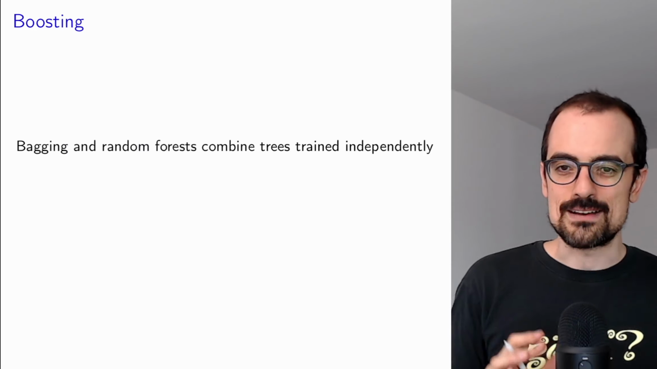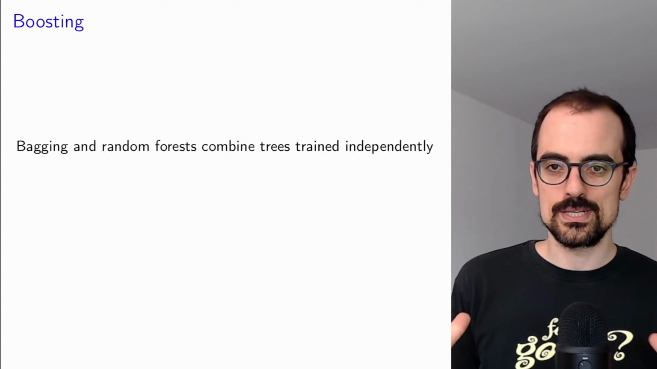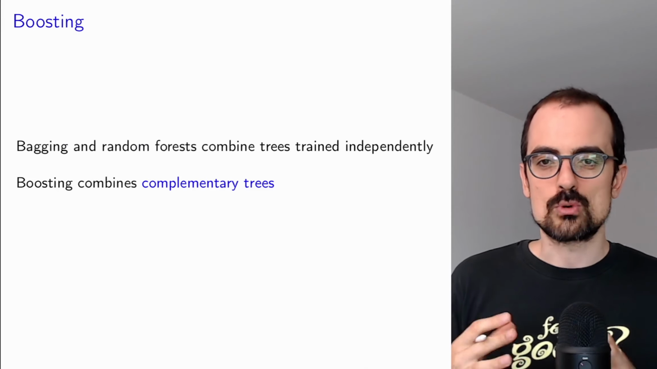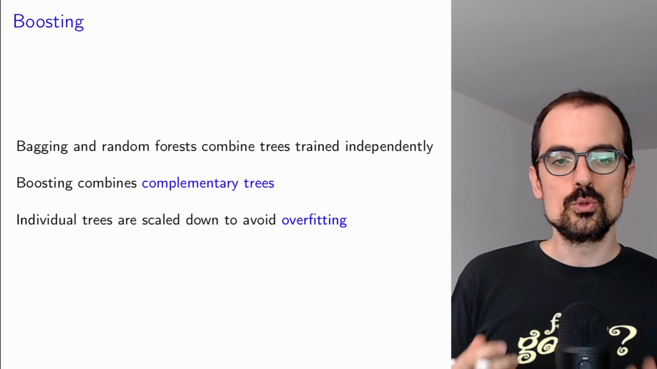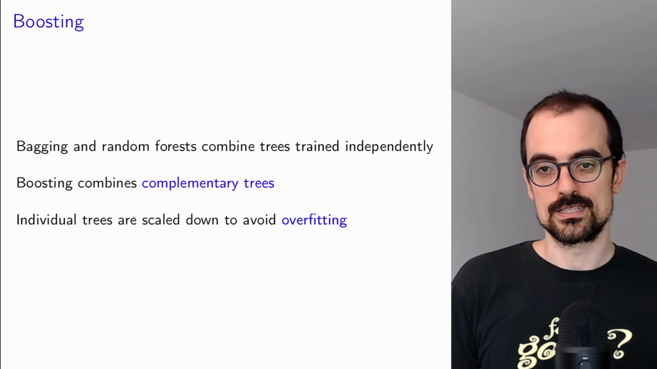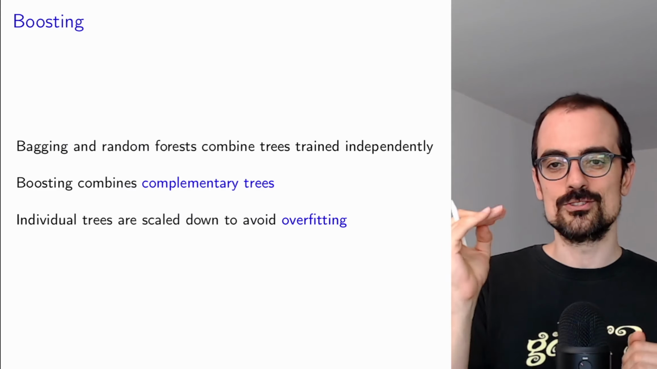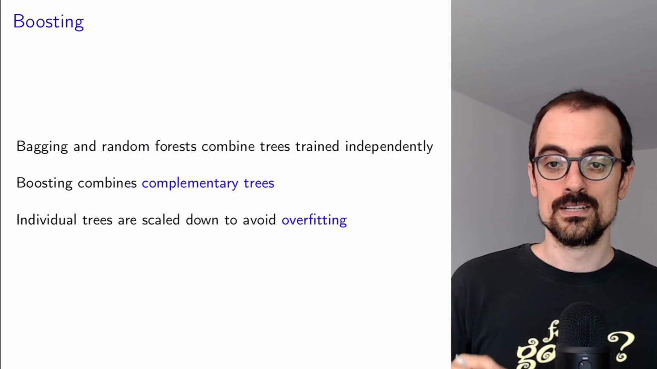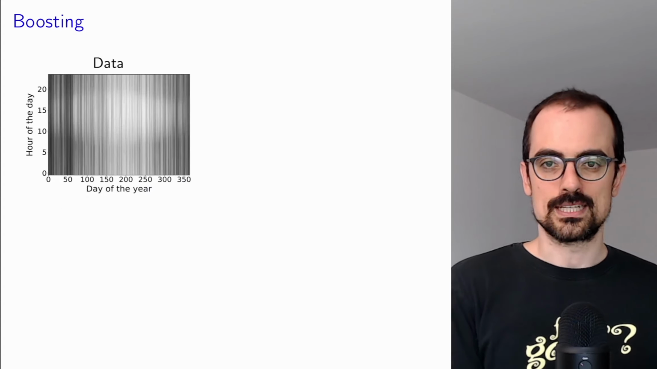Finally, boosting is a very different strategy from bagging and random forest. In bagging and random forest, we combine trees that are trained independently on these bootstrap data sets. In boosting, you try to build a complementary tree instead. The way you do this is by considering the residual of the previous combination of trees. We will see in a moment what I mean by that. But you scale down the individual contributions to avoid overfitting. This is very important because otherwise this boosting strategy can overfit very easily. It's better to just take a look at an example.